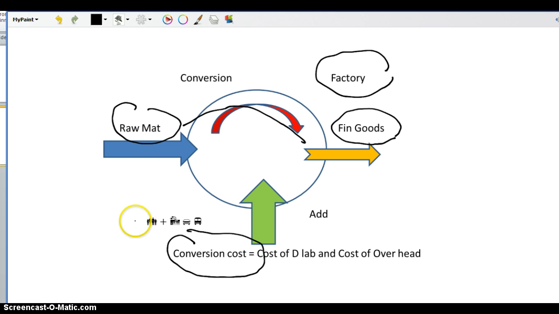There's a direct labor cost, then there's the overhead, maybe rental, machinery and your cost of overhead. So your conversion cost is the cost of direct labor plus the cost of overhead. Okay, let's see how it all goes from here onwards.